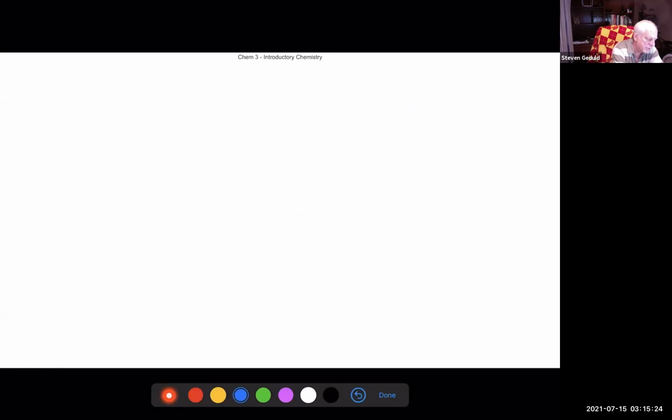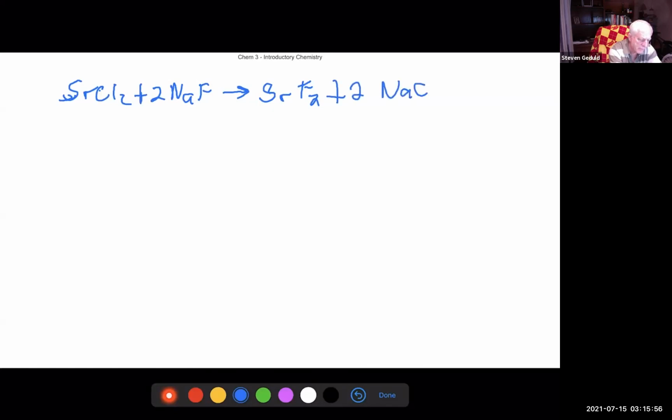We're given strontium chloride, SrCl2, plus, and this is balanced for you, two sodium fluorides, and it goes to strontium fluoride plus two NaCls. Okay, so there's your equation. Strontium chloride plus sodium fluoride goes to strontium fluoride plus sodium chloride.